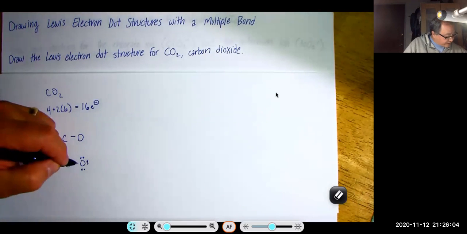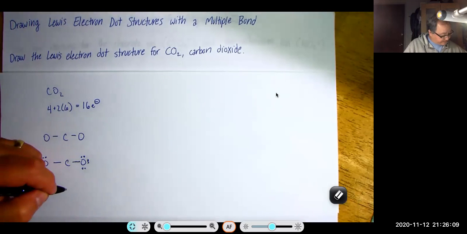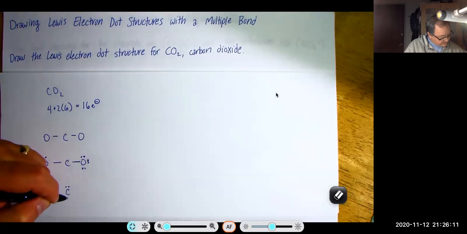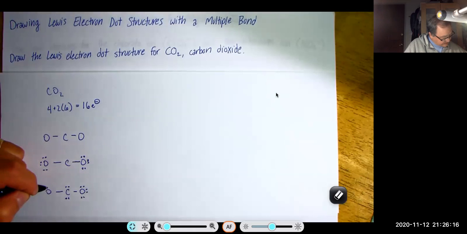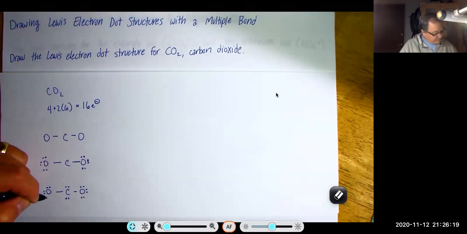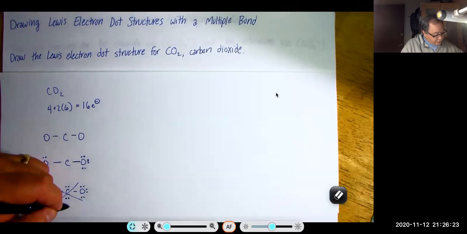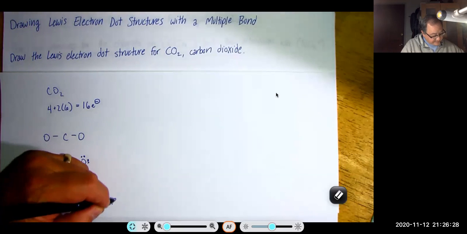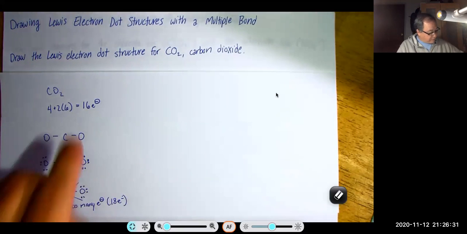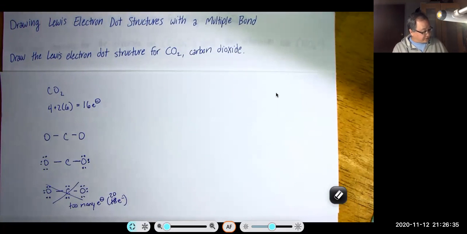Now the question here is, can I just put more lone pairs on carbon? Can I do this? Now everyone's got an octet, but I can't do this because I've used too many electrons. I've used 20, and we only get to use 16. So you can't do that. So we're stuck with this.